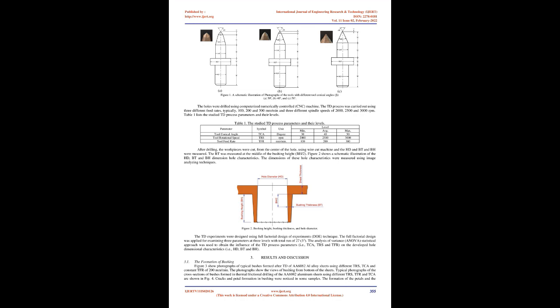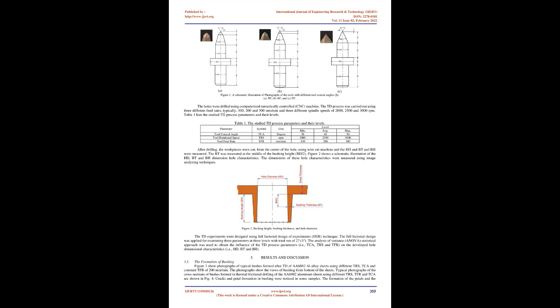In the present investigation, holes were drilled in 3 mm sheets made from AA6082 alloys using the TD process. The influence of the TD process parameters, namely, the TRS, TFR and TCA on the manufactured hole dimensional characteristics, including the HD, BH, and BT were investigated. The analysis of variance, ANOVA, statistical approach was adopted to assess the significance of the TD process parameters and their influence on the aforementioned hole dimensional characteristics.